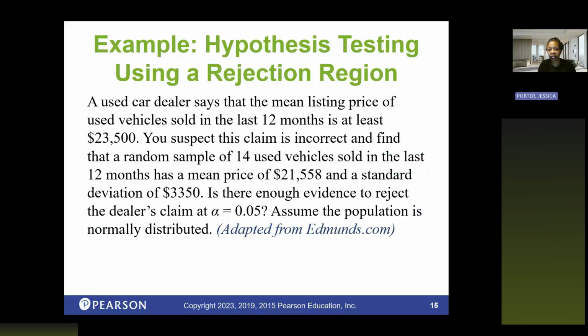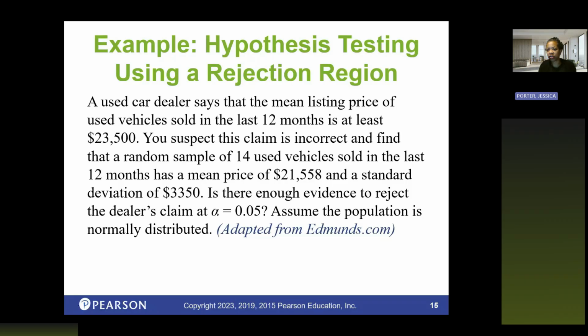We have a used car dealer who says that the mean listing price of used vehicles sold in the last 12 months is at least $23,500. You suspect this claim is incorrect and find that a random sample of 14 used vehicles sold in the last 12 months has a mean price of $21,558 and a standard deviation of 3350. Is there enough evidence to reject the dealer's claim at alpha equals 0.05? Assume the population is normally distributed.